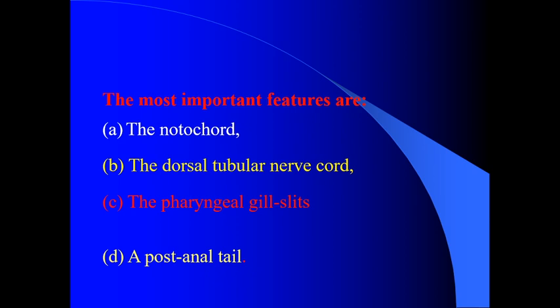You have studied non-chordates in the first year. Now here you have to study only chordates, and important characteristics of chordates. They are nothing but presence of notochord, then presence of dorsal tubular nerve cord, then presence of pharyngeal gill slits and post-anal tail. These are the 4 important characteristics of the chordates which are absent in the non-chordates.